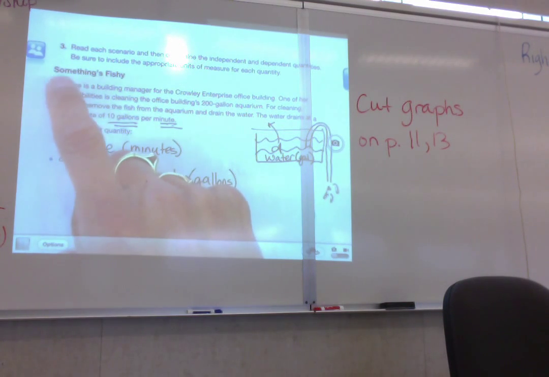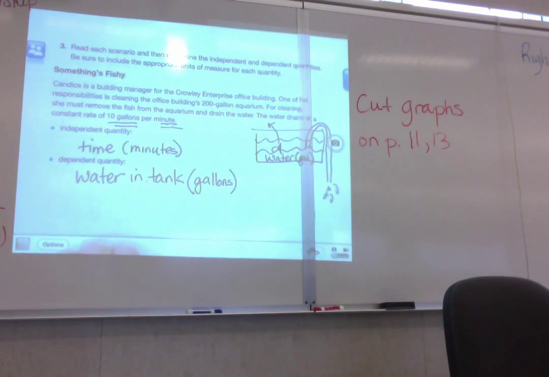Let's remind ourselves. Tony, could you read about Candace? Candace is a local manager for the Chelsea Enterprise office building. One of her responsibilities is cleaning the office building 200-gallon aquarium. For cleaning, she must remove the fish from the aquarium and drain the water. The water drains at a constant rate of 10 gallons per minute.